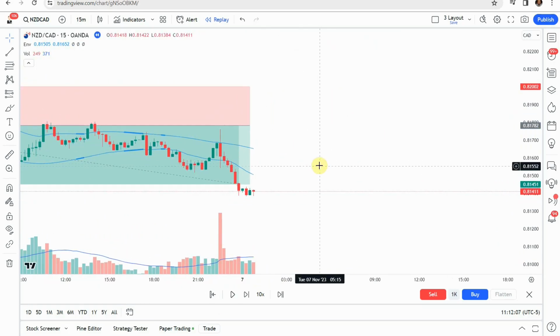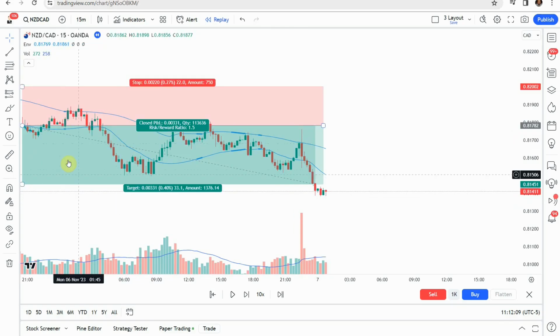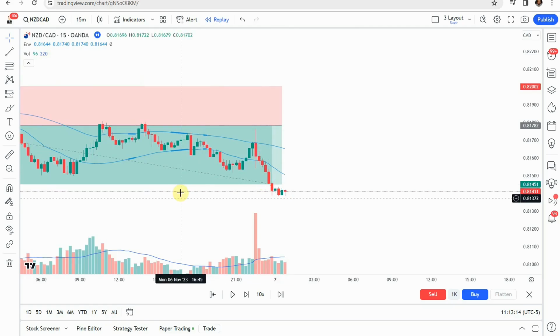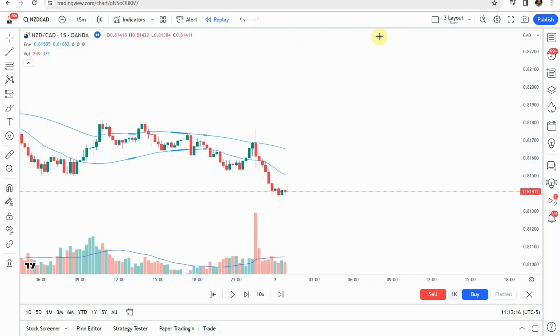Alright, so that one definitely takes more time to get us to our take profit, but you can see that we steadily make this move to the downside here, eventually hitting that take profit right there. Alright, so that puts us at the end of the testing right there.